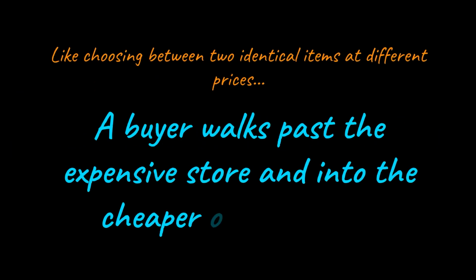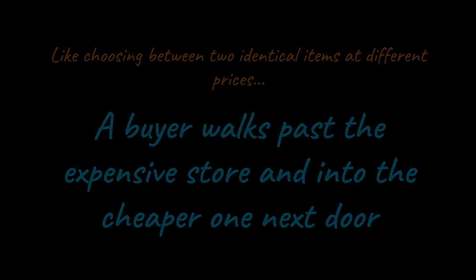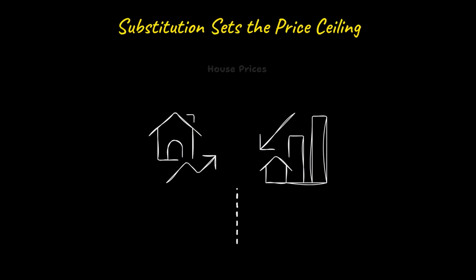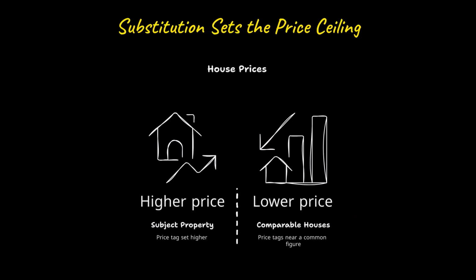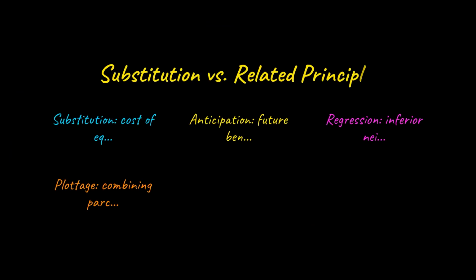Think of it like shopping. If two products offer the same value, a rational buyer chooses the cheaper one. Competing alternatives create a natural ceiling on price, and no seller can exceed that ceiling without losing buyers to the substitute. In practice, appraisers apply substitution through the sales comparison approach, studying recent sales of similar properties and adjusting for differences to estimate what a buyer would reasonably pay for the subject property.